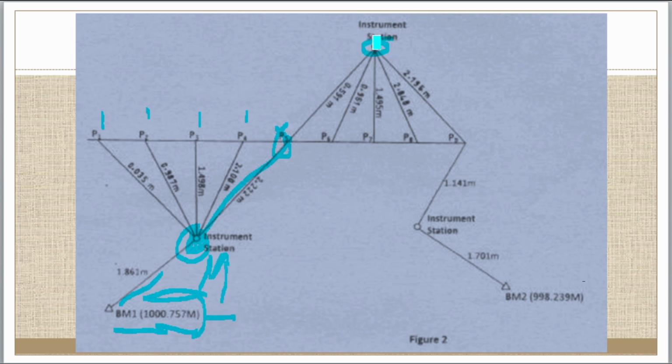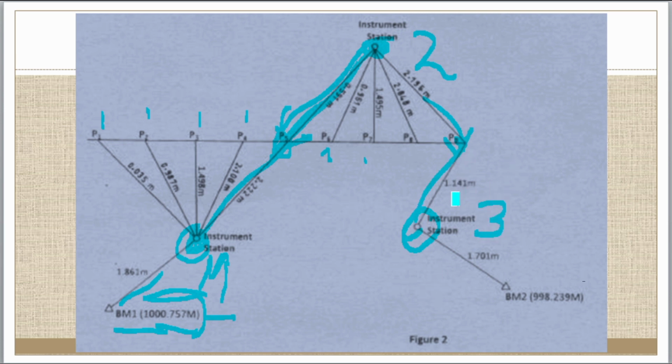Then the instrument was shifted to another position. Again our first reading was taken here. So this is the first reading taken on that instrument. Then we have intermediates there. Then we have our last reading taken on the instrument position 2. Again the instrument was shifted to the last position. So here is position 3.